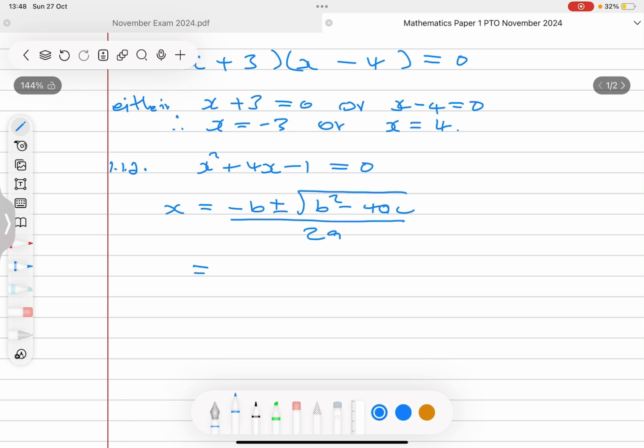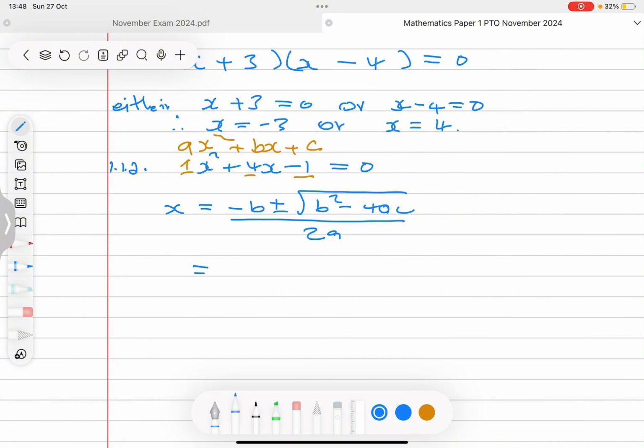Here we'll then have the equal sign. The b, remember what we are doing here. We are saying this is ax squared plus bx plus c. So the a here is this part here, an invisible 1. The b is a 4, the c is a -1.